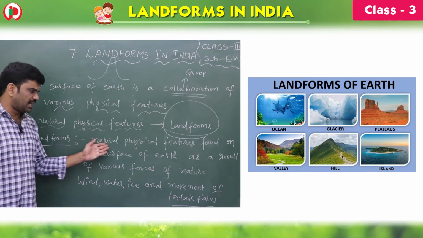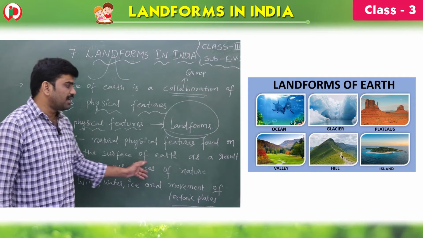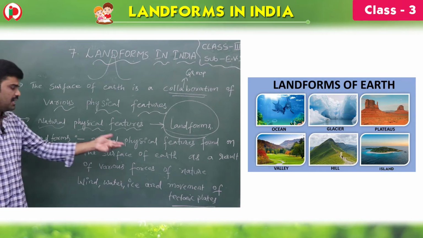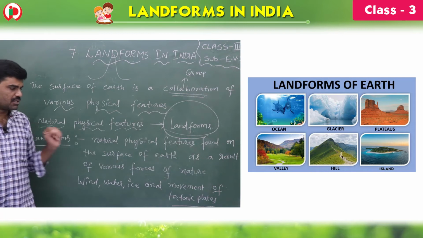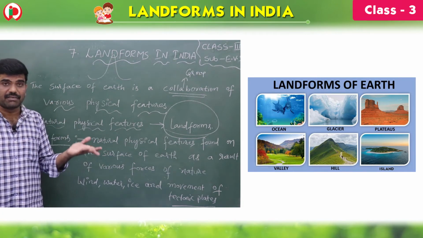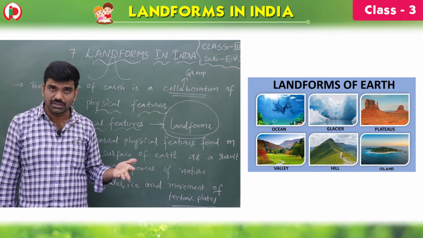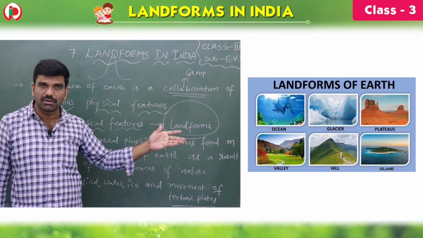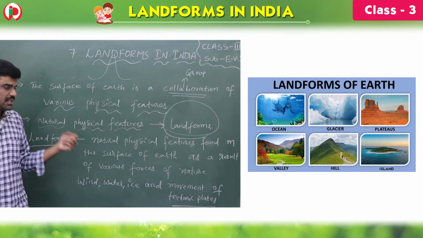You know that these are the natural physical features found on the surface of the earth as a result of... So how are these formed? That is as a result of various forces of nature. So what do you mean by force? For example, if the wind blows with high speed, that is a force. If water moves with a high speed, that is a force. So these are the natural forces, no one is creating them.